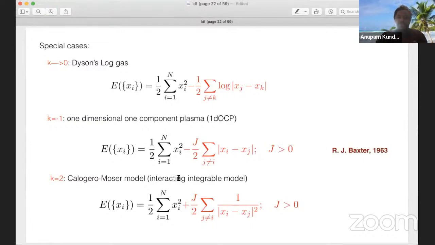Then k equal to 2 is the interacting integrable model, which is a famous model. And this also appears in many physical systems, like in... what is it called?